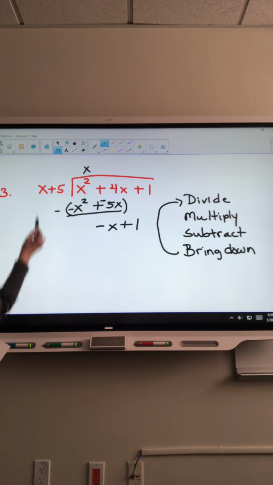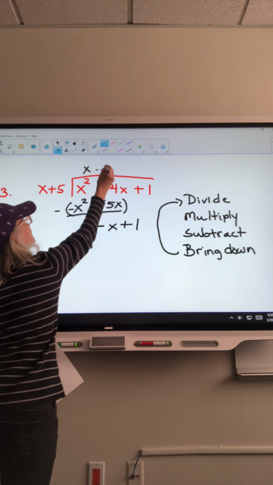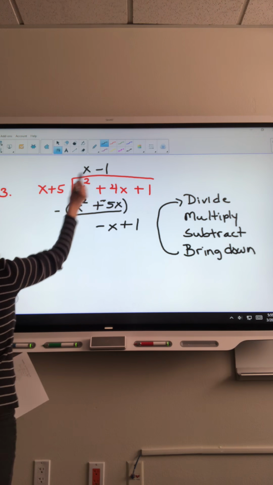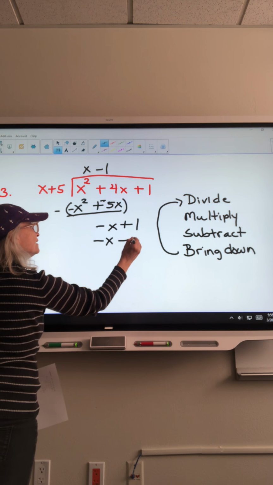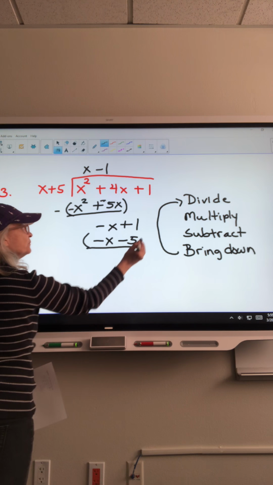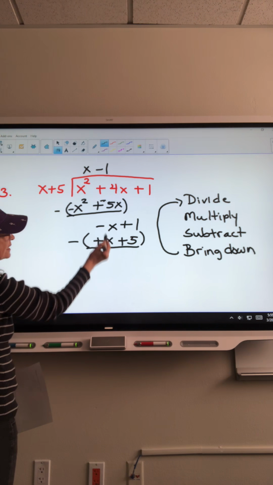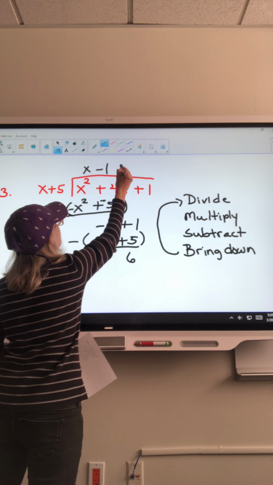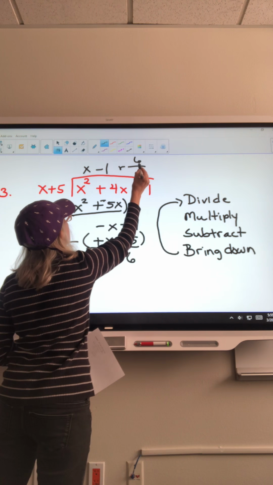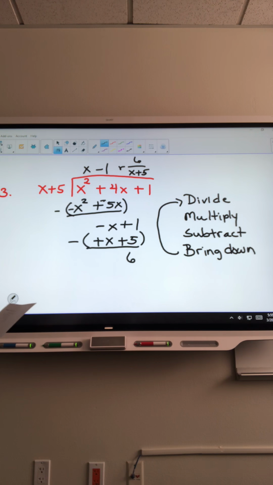Okay, so what would I need to multiply an x by to get a negative x? Well, that would be a negative 1. So we multiply a negative 1 times x, a negative 1 times a positive 5, and then we subtract. Remember to distribute the negative. And so this cancels out. This gives us a 6 as a remainder. So our answer then would be x minus 1, remainder 6 over x plus 5. Okay. All right.